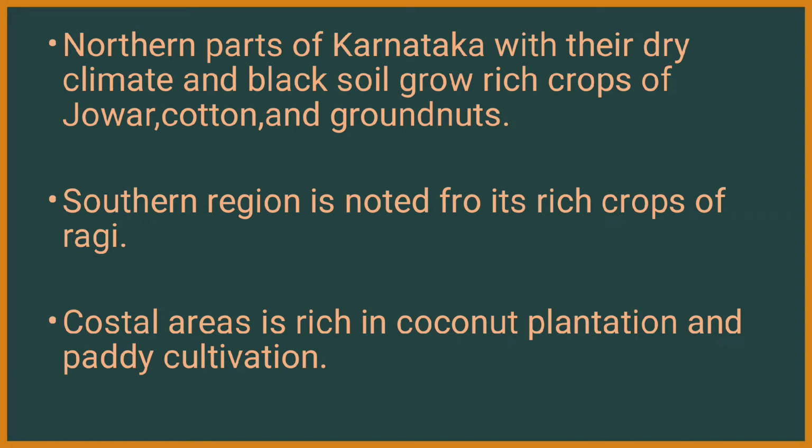Northern parts of Karnataka with their dry climate and black soil grow rich crops of jowar, cotton and groundnuts. Right. See, as you all know, in India, this is the Deccan Trap. This is the Deccan Trap. In this, Karnataka falls, and that's why there is a majority of black soil in Karnataka, and they grow crops like jowar, cotton and groundnuts.